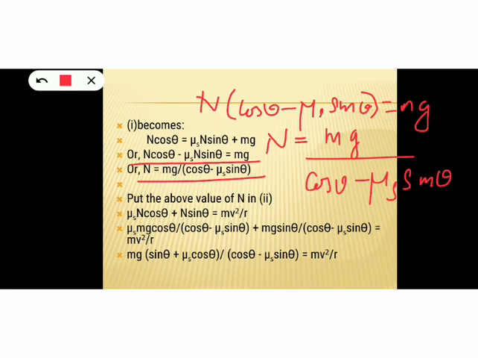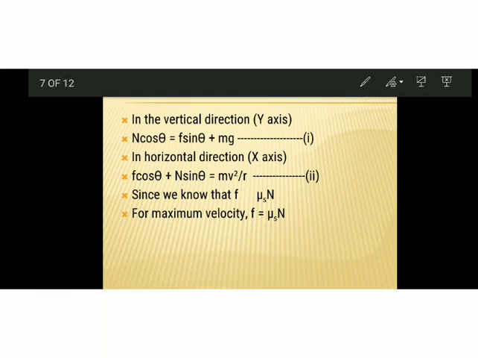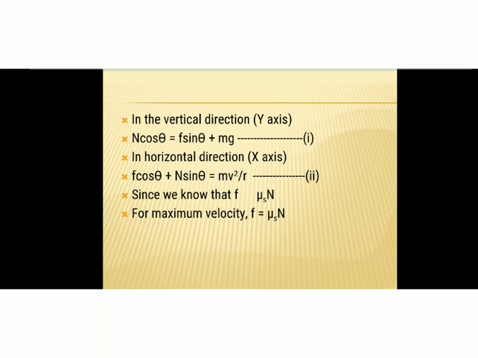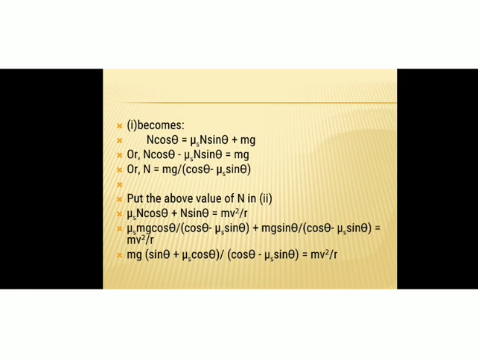And again, we put the value of N in equation number 2. This is our equation number 2, and in this equation substitute f is equal to mu s N. So you will get mu s N cos theta plus N sin theta equal to mv square by r. That is written here, mu s N cos theta plus N sin theta equal to mv square by r.